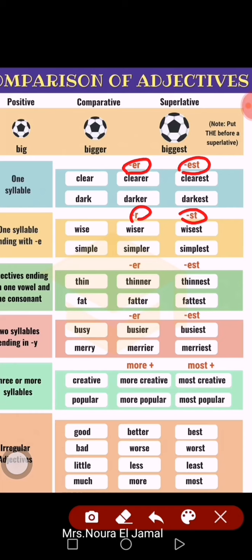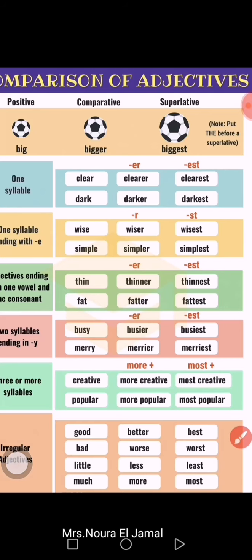If we have a vowel plus consonant, the adjective ends in a vowel and consonant, so we double the consonant and then we add er if it's comparative and est if it's superlative. Like thin would be thinner, but we double letter n first, then we add er or est. Fat, vowel a and consonant t, so double the consonant t and add er or est. If we have y, we change y to I, then we add er or est.